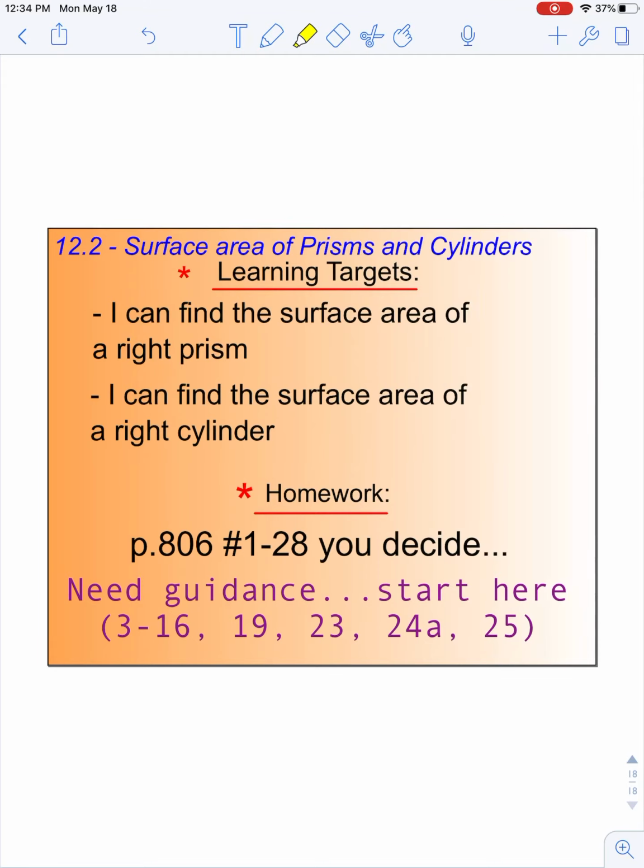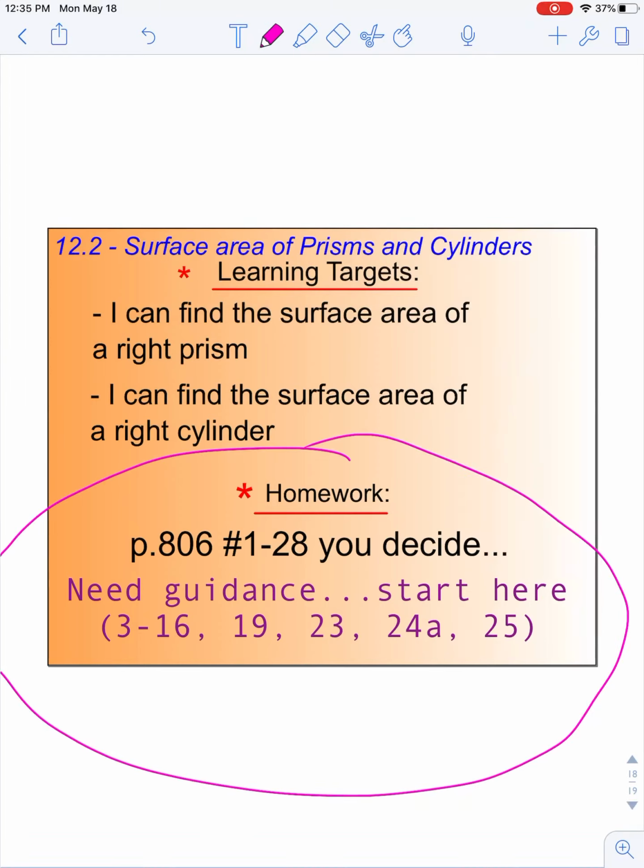But here are your learning targets, and again, I have decided, at least for right now, to let you decide which problems you need to do. I'm not making you do a certain number, but you should be justifying your work and showing your work and not just putting answers down. Okay, here's some guidance for some key problems.